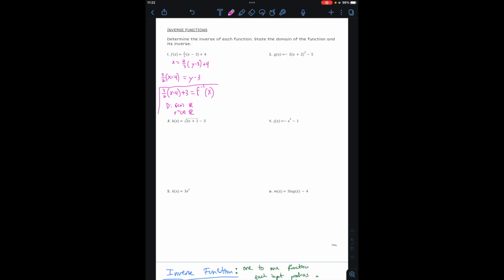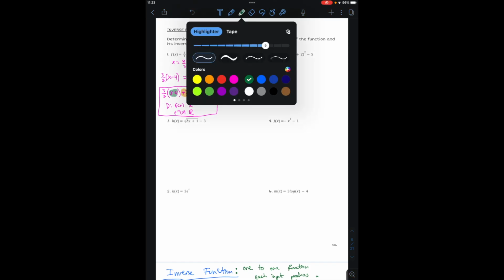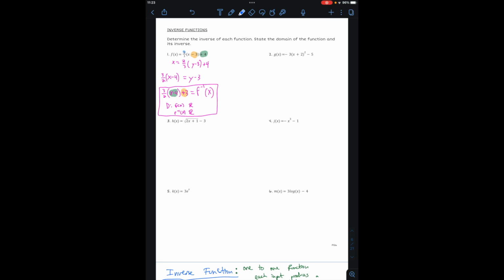One thing to pay attention to, to quickly check if you've done your inverse right: the inside, this minus 3, switches to plus 3 on the outside. The plus 4 on the outside switches to minus 4 on the inside, and then times 2/3 on the outside should switch to times 3/2 on the inside.